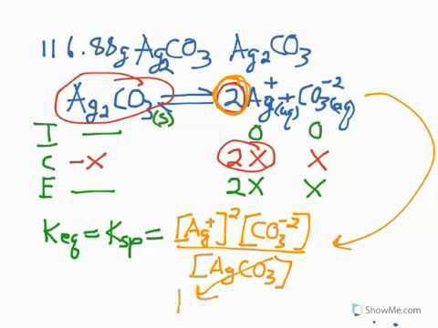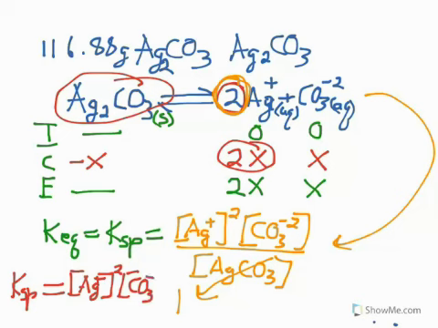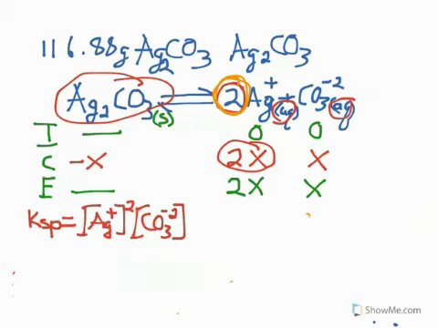So I get, let me write it down here in the left hand corner, KSP is equal to the concentration of silver plus squared times the concentration of carbonate. You've got to have charges on these. Don't forget them. Don't care about the phases up here. I mean, you need to know them, but I do care about charges. Okay, let me erase. So there's my situation. I now have my equation, and I plug in my variables.